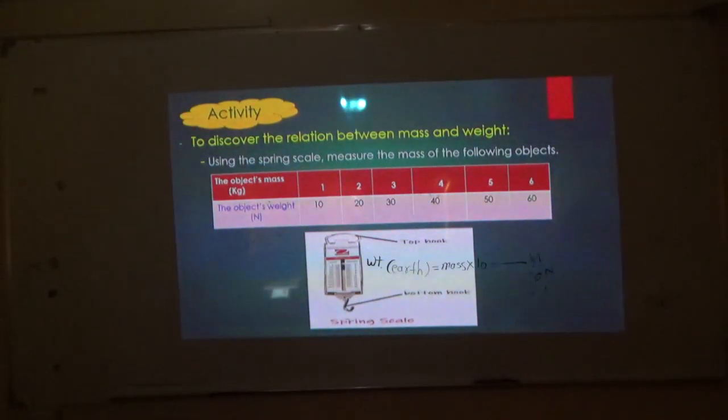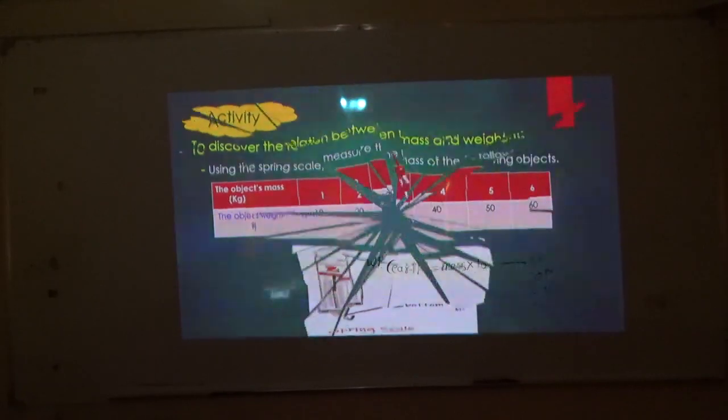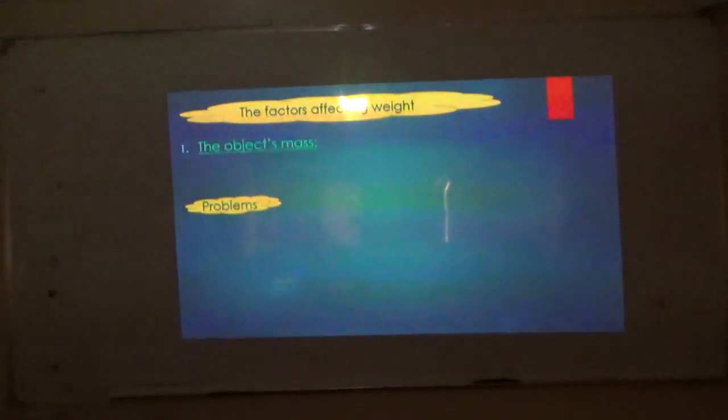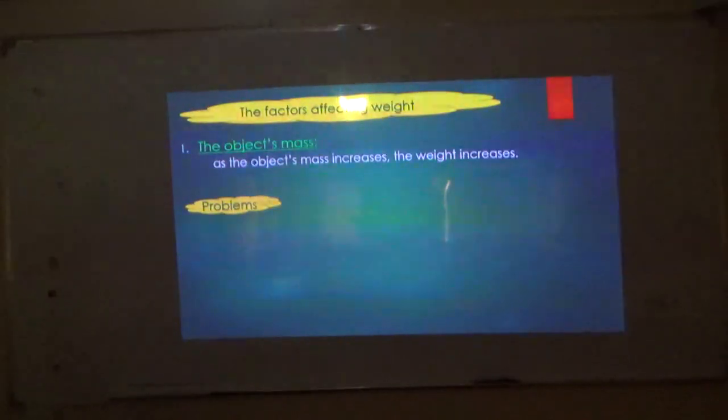And it was an activity to conclude the main rule which is used here, which is the weight on the earth equals mass multiplied by 10. Now to one of the factors affecting the weight, which is the object's mass. And as we said before, the object's mass is one of the factors affecting the weight. As the mass of the object increases, its weight increases, and vice versa.